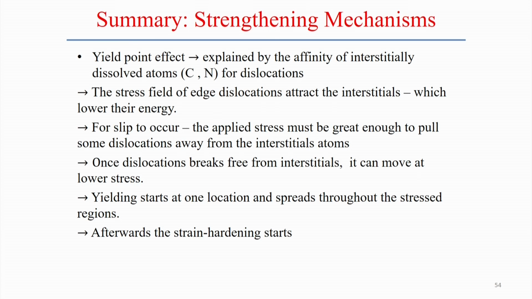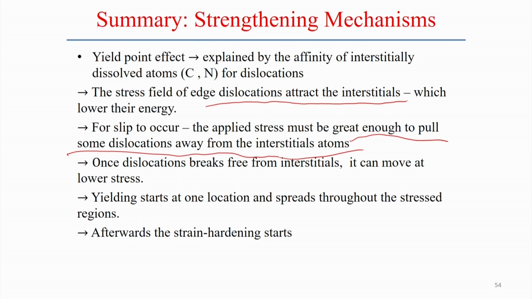Now we have seen that the yield point effect can probably be explained by the affinity of the interstitially dissolved atoms, carbon or nitrogen, for dislocations. The stress field of the edge dislocation attracts the interstitials, which lowers their effective energy. But for slip to occur, the applied stress must be great enough to pull some dislocations away from these interstitial atoms.